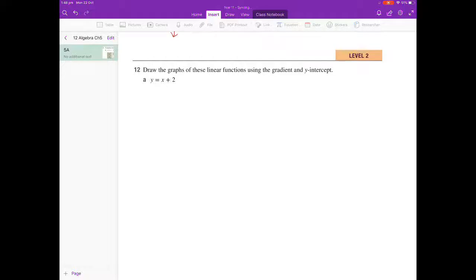Level 2 questions for 5a. We are just given the equation, which means we're going to need our function table. So if you aren't going to use the function table, because this particular question asks us to use our gradient and y-intercept, we need to find our gradient and our y-intercept, which is our m and our b from our normal formula. The equation gives us both of these.